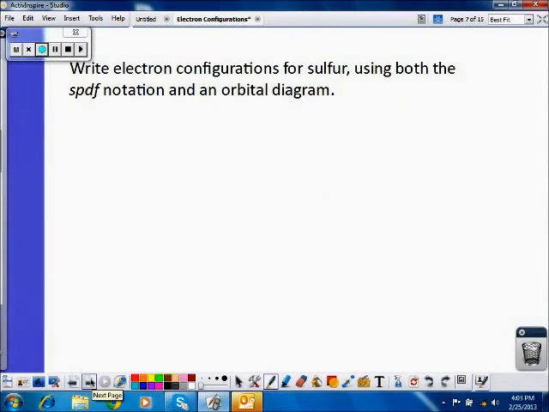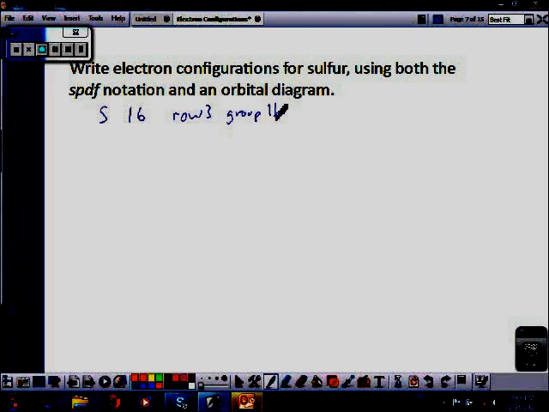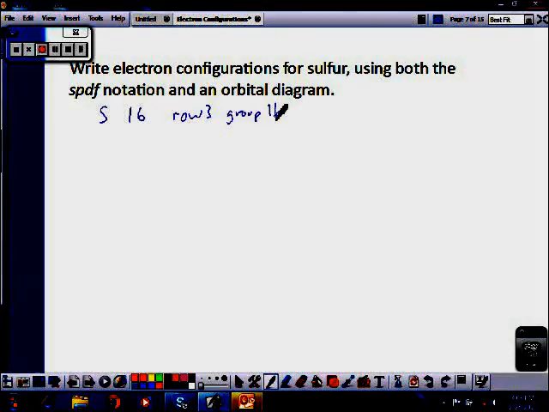So let's take a look at a couple of examples. We're going to write the electron configuration for sulfur using both the spdf notation and an orbital diagram. So sulfur is element number 16. It's in row 3, and it's in group 16. It has 16 electrons.